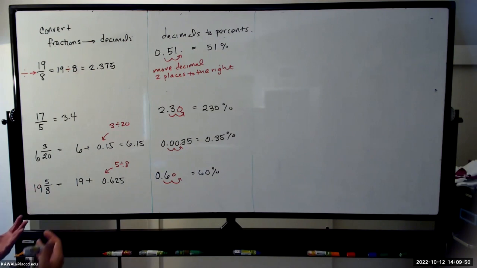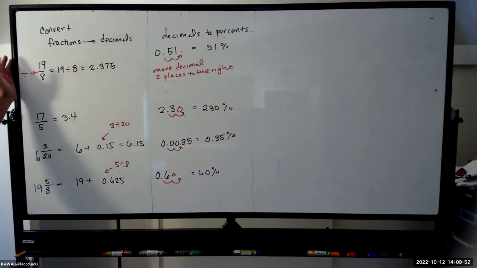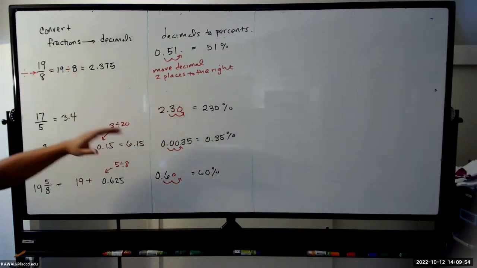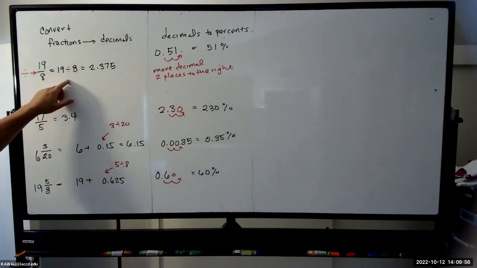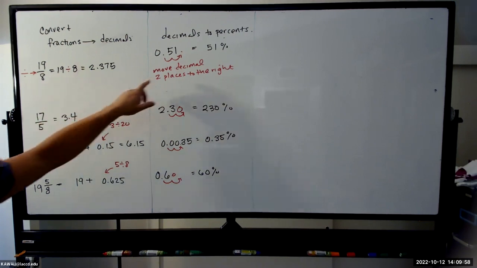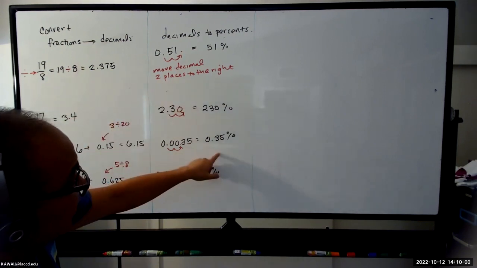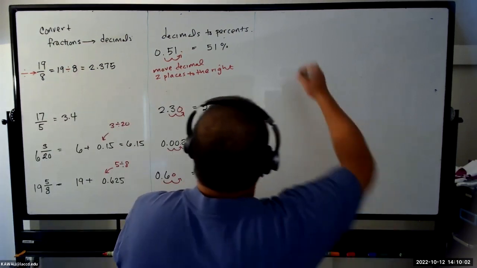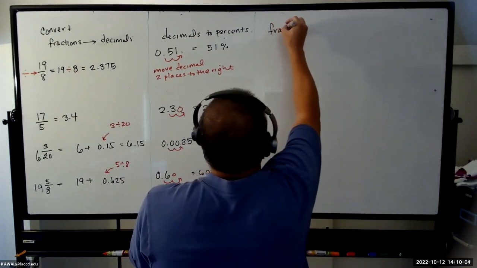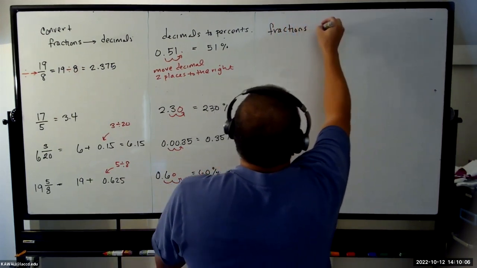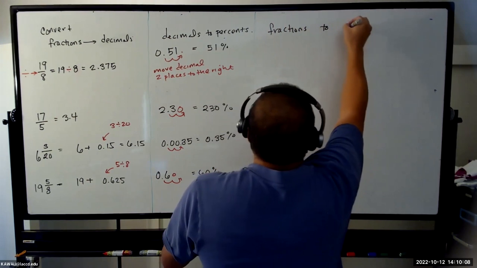So the next question is, how do I go from a fraction to a percent? So what you do is you do a division, and then you move the decimal 2 places, and then it becomes a percent. So let's try. Let's convert these fractions to a percent.